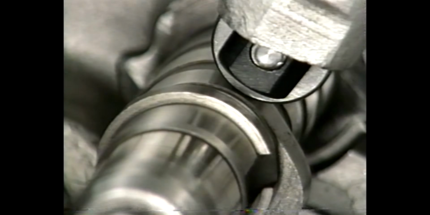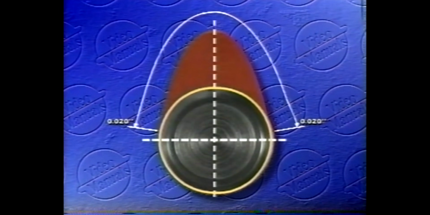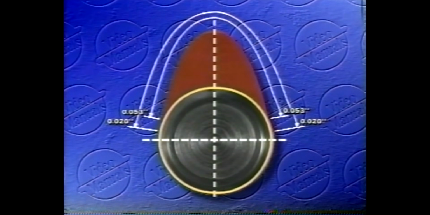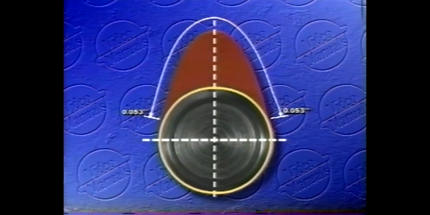To calculate duration, we need to find 2 constant points on the cam lobe ramp between which the lifter is above the camshaft's base circle by a fixed distance. There are 2 industry standards for this distance: 20 thousandths and 53 thousandths of an inch. In this demonstration, we will use the more popular industry standard of 53 thousandths to find our duration constant points.